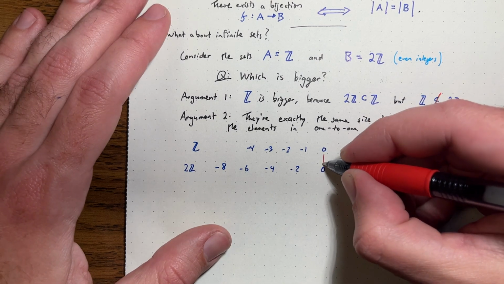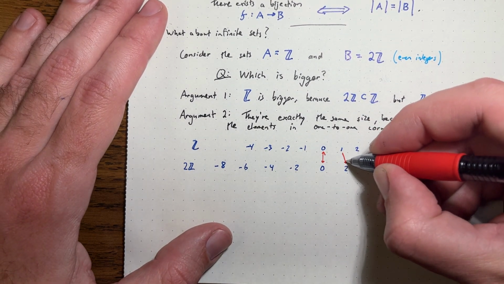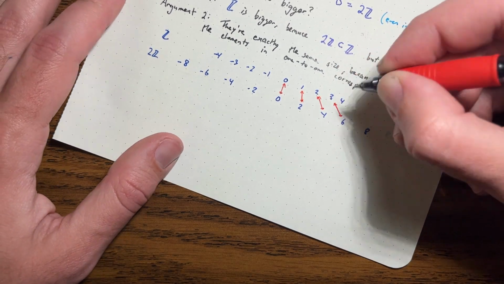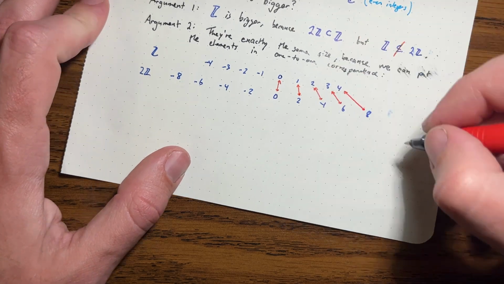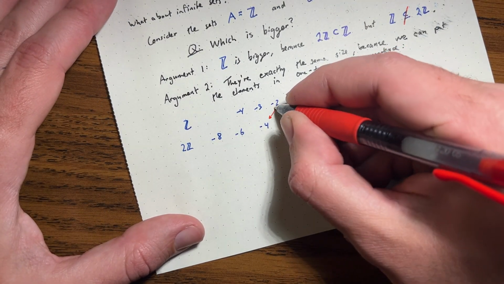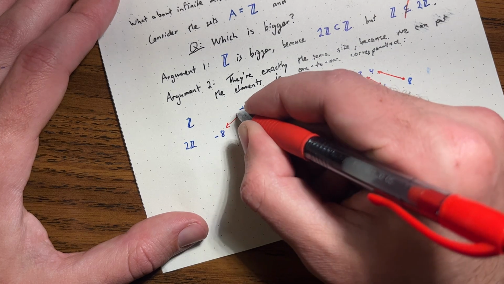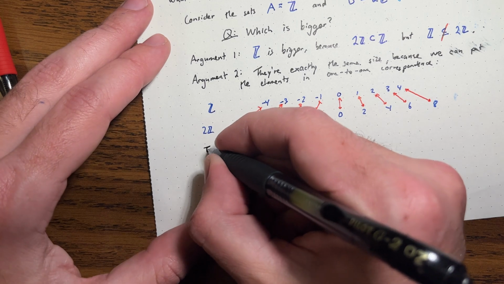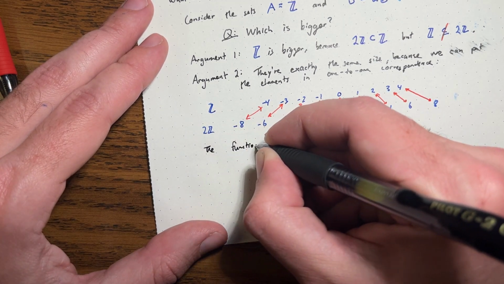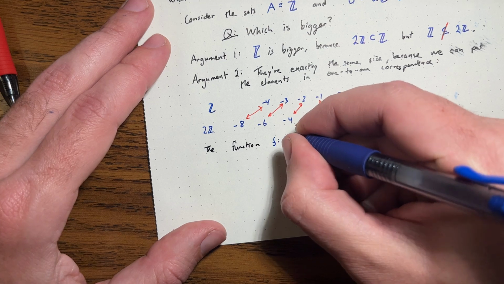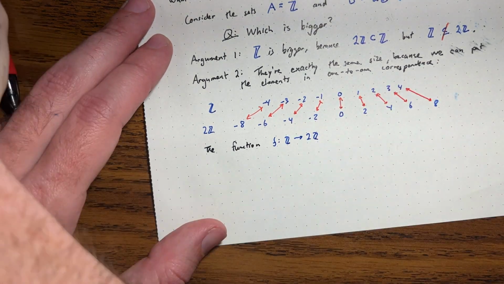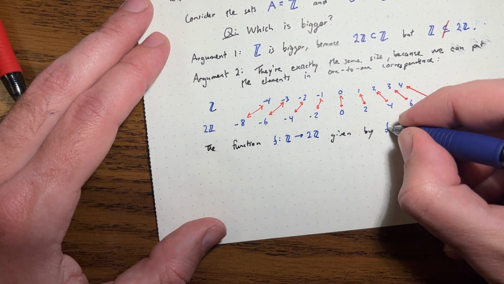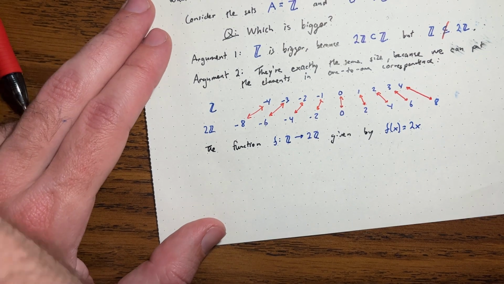The 0 we can pair up with the 0. The 1 I'll pair up with the 2. The 2 I'll pair up with the 4. I'm essentially pairing every integer with its double. And you'll see if I do that, I have created a perfect one-to-one mapping between the integers and the even integers. It's a bijection, in fact. And I can tell you a formula for it. This is one where you don't have to think too hard. The function from Z to 2Z given by f(x) = 2x is a bijection.